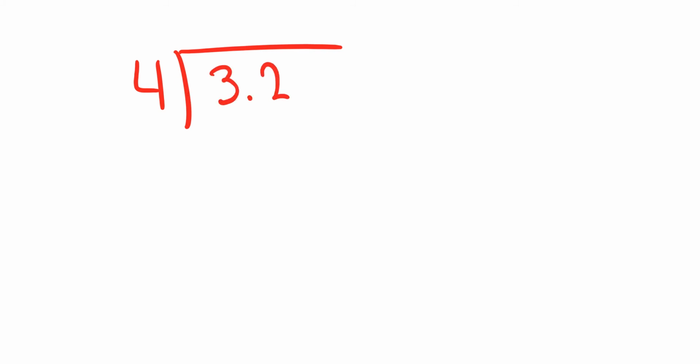Okay, so there are a few different scenarios you might see when you're dividing with decimal numbers. One scenario is if you have a whole number outside of the long division. So that would be the divisor. So let's have 4 into, let's say, 3.2. So when we have a whole number on the outside, all we have to do is bring the decimal point straight up and then divide as if the decimal point wasn't there.